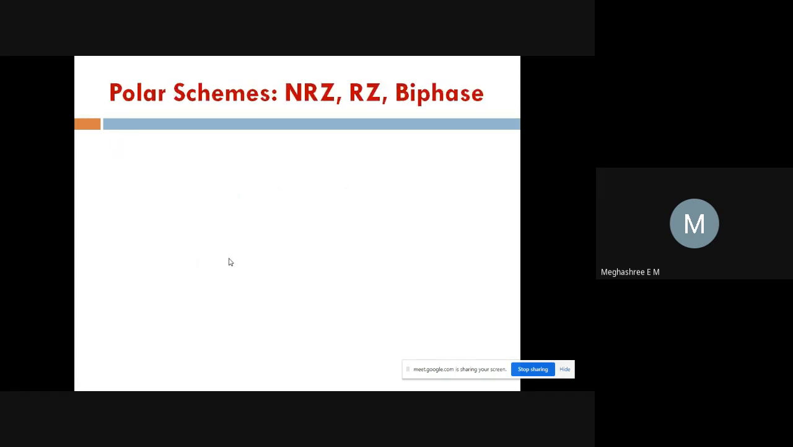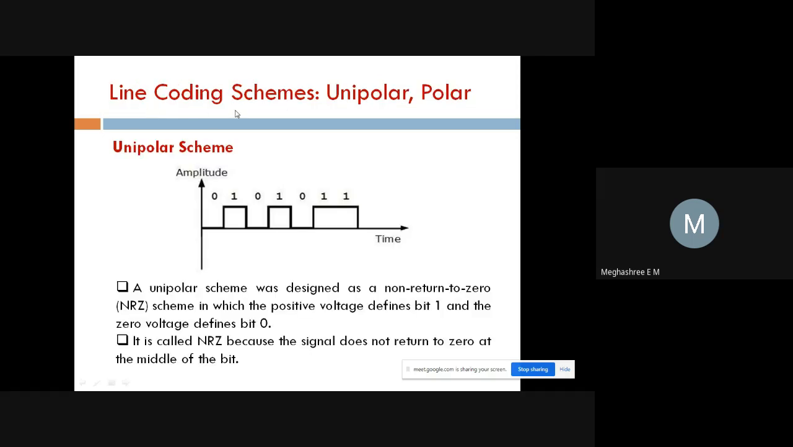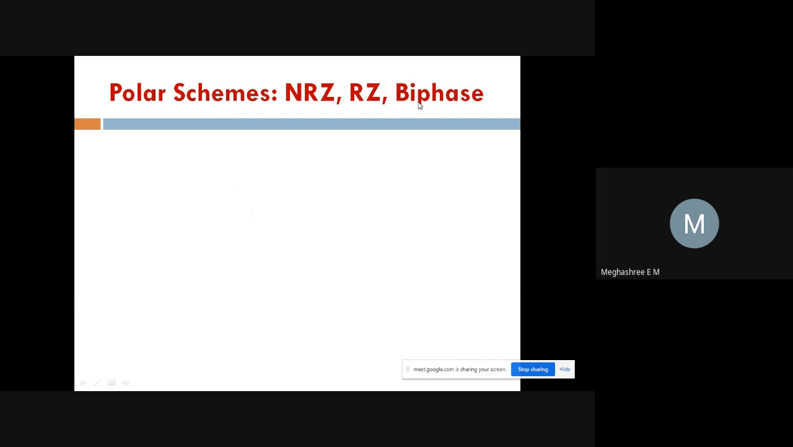Next, as I said, the second type under line coding schemes is the polar scheme. Under this scheme, we have 3 types. One is NRZ, that is non-return to zero. The second is RZ, which represents return to zero, and the third one is biphase. Let's start with the first one. We'll see each one of them, what exactly it is.